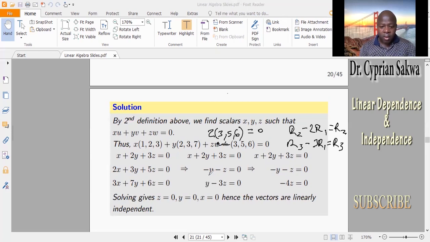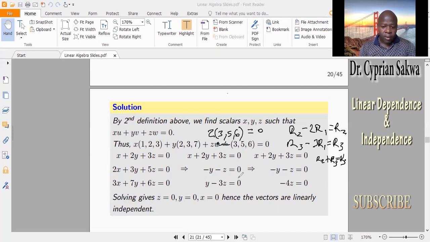So you realize that I will only need to add row 2 to row 3. So row 2 plus row 3 gives me my new row 3. So the first row remains where it is. The second row remains where it is. And then when I just add this, I have 0 here. You can see there's no element here. Then when I add this negative z plus negative 3z, I would have negative 4z. And that equals 0.